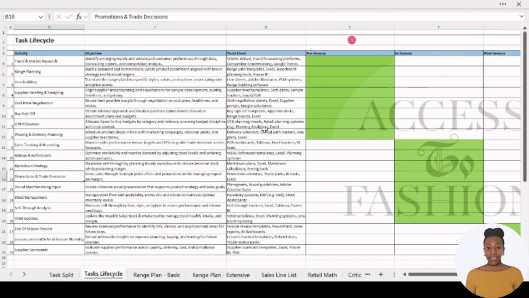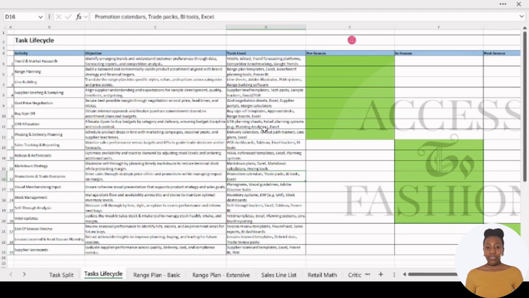And yeah, so the next thing in the task life cycle is promotions and trade decisions. So your markdown strategy is more of a full view of all sale conversations. Then your promotion and trade decisions is the tweaking side of things. The objective here is to drive sales through strategic price offers and promotions, and then obviously again while managing the impact on margins.